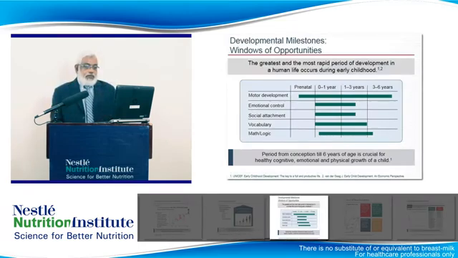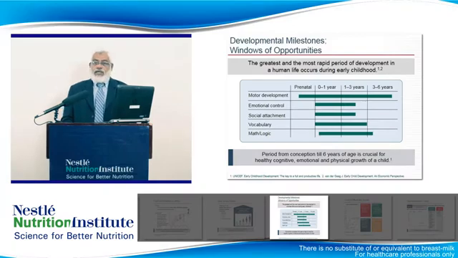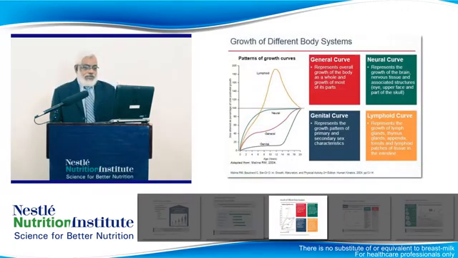Developmental milestones, window of opportunities. The greatest and most rapid period of development in human life occurs during early childhood. The period from conception till 6 years of age is crucial for the healthy cognitive, emotional, and physical growth of a child. Growth of different body systems. There is a pattern of growth curves: general curve, neural curve, genital curve, lymphoid curve.